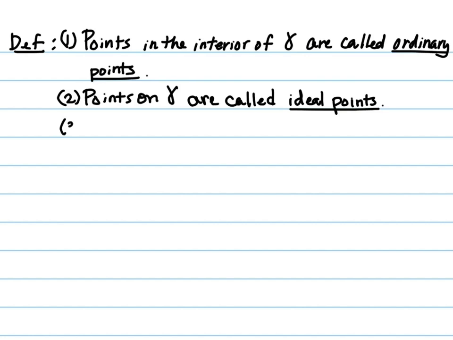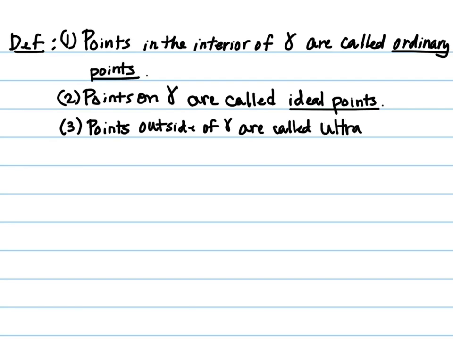Are there any other points we could talk about? The exterior ones, you got it. Points outside of gamma are called ultra-ideal. Now I feel like I'm talking about superheroes or something. Ultra-ideal points.